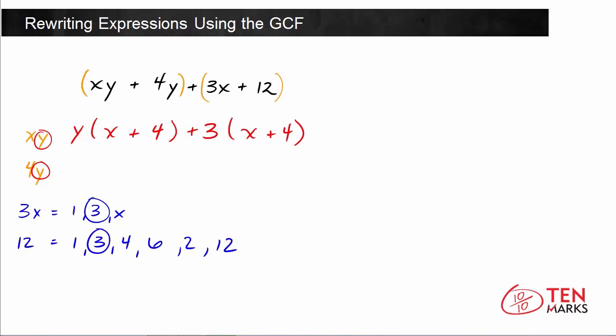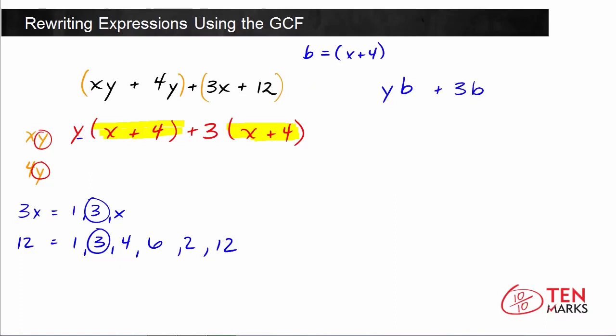And now I just want to draw your attention to something. You see that when we factored, we're left with the same terms inside these parentheses. So we can take this one step further. If you notice, you have y times a term plus 3 times a term. Let's just say I wrote this as yb, right? And in this case, we're going to let b equal x plus 4, right? So y times b plus 3 times b.